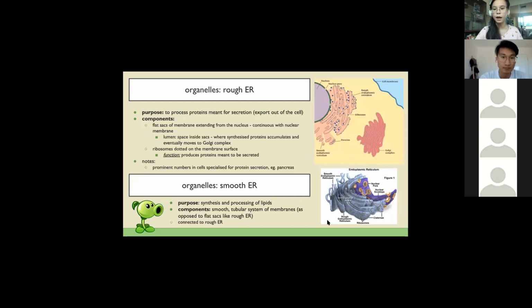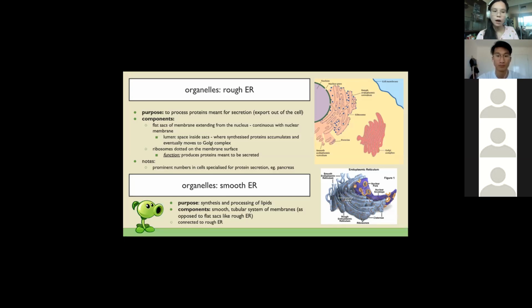Rough ER and smooth ER, there's a few differences. So smooth ER is more folded like tubes, whereas rough ER is folded more like sacs. And rough ER extends straight out from the nuclear membrane, whereas smooth ER extends from the rough ER itself. Smooth ER is to do with processing lipids, whereas rough ER is processing proteins that are meant for secretion. So they're meant to be used outside of the cell.